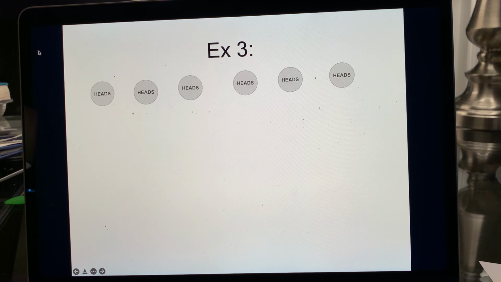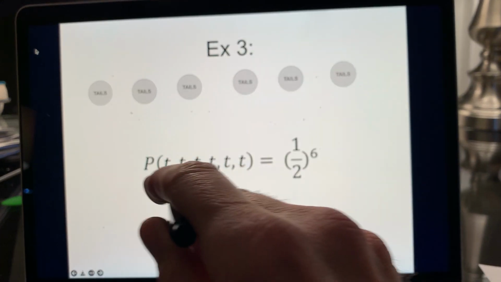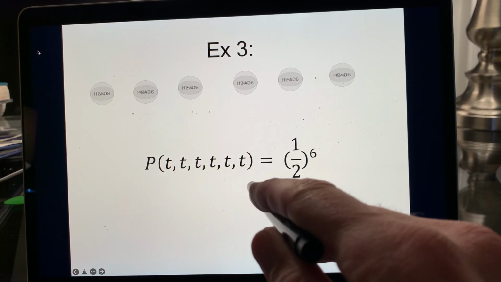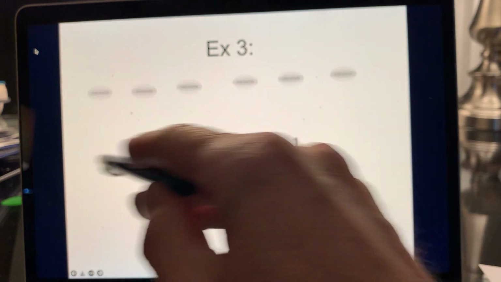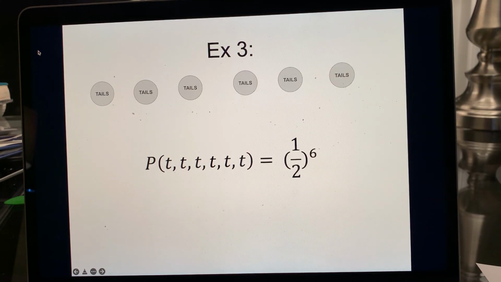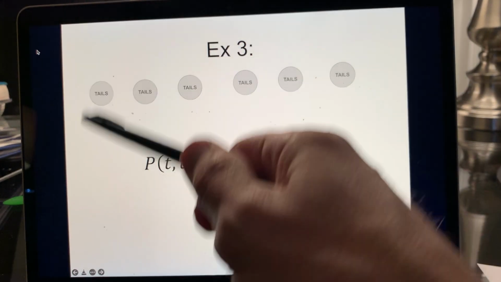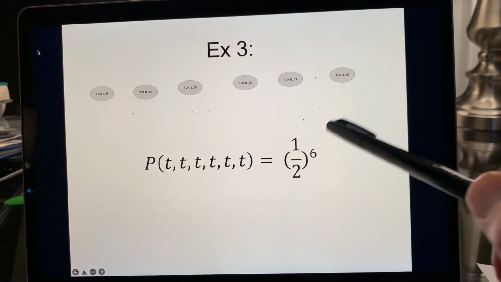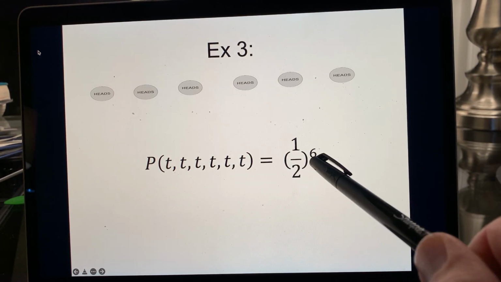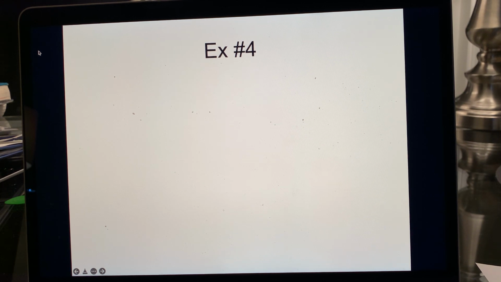Example 3. A coin is tossed 6 times. What is the probability that all 6 tosses will be tails? The probability of each one occurring is 1/2. So it's like the dash technique essentially. It'd be 1/2 times 1/2 times 1/2, 6 times, so it'd be 1/2 to the 6.